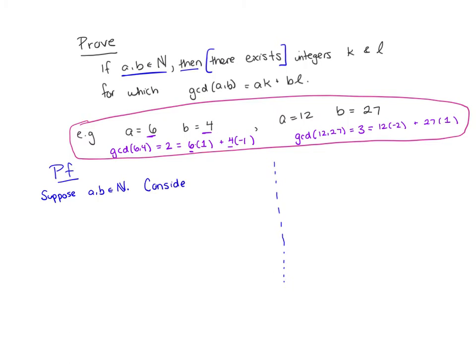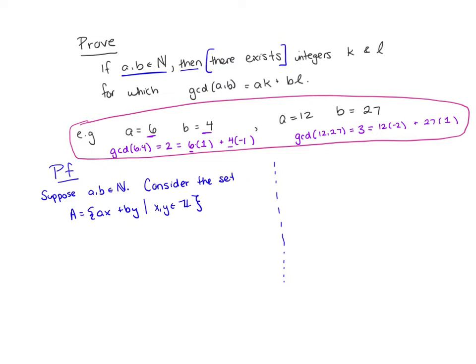So we're going to consider this weird set here. I'm going to consider the set A, which is equal to Ax plus By. So it's all of those different linear combinations of A and B, where x and y come from Z. So let's actually think about what this looks like.